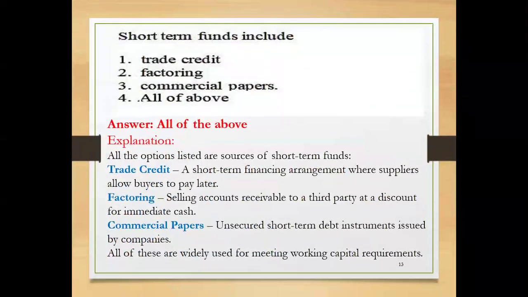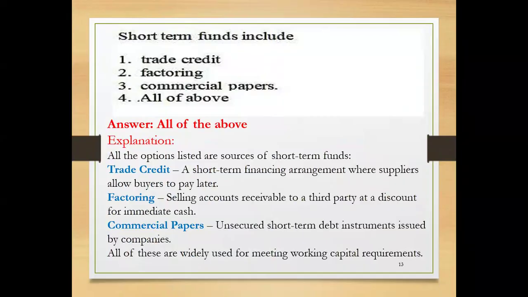Another question. Short-term funds include trade credit, factoring, commercial paper, all the above. Yes, all of the above. Then what about trade credit, factoring and commercial papers? Trade credit is basically a short-term financing arrangement where suppliers allow buyers to pay later, after some time.